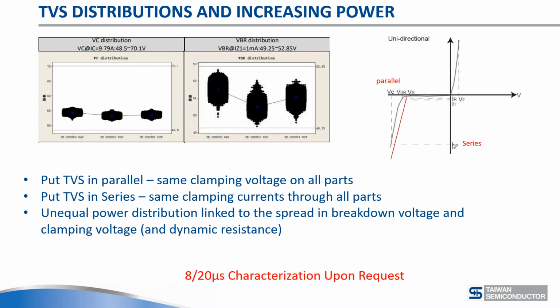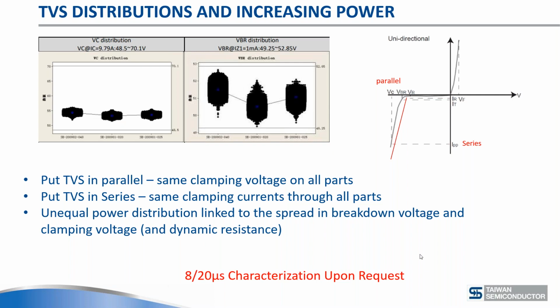The way it works: if you put them in series, they all have the same current, and they might have different clamping voltages. If you put them in parallel, they have the same clamping voltage, but the current may not be evenly divided. How unevenly is determined by the distributions of breakdown voltage, clamping voltage, and also dynamic resistance. But as you can see, those distributions are very tight. So it's not really adding 1 and 1 is 2, but it's close. The derating from doing this is minor. So putting TVS in parallel or series is a valid option if you are limited in voltage and in power.